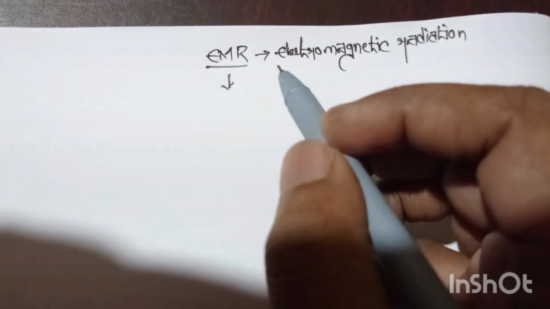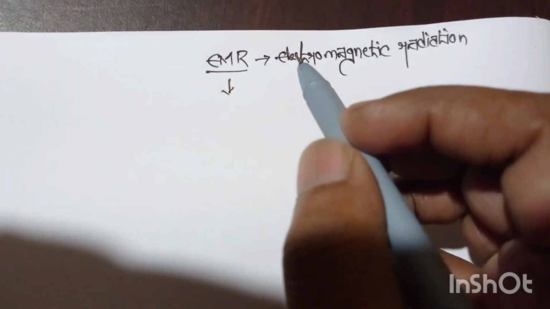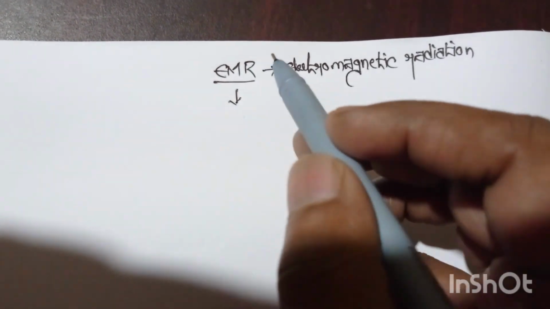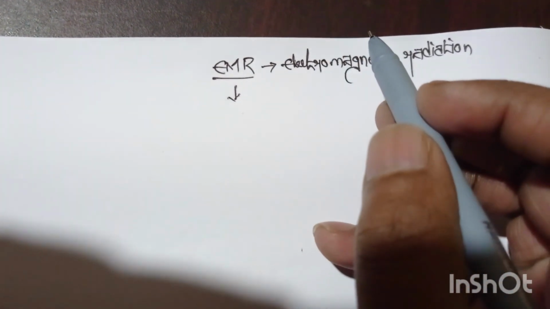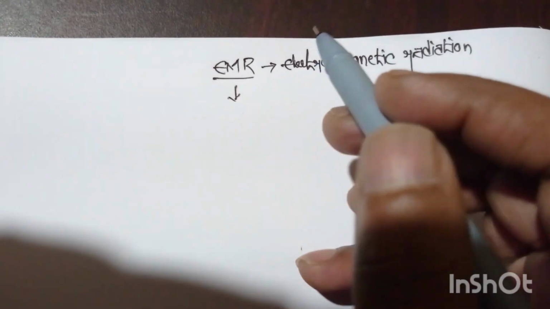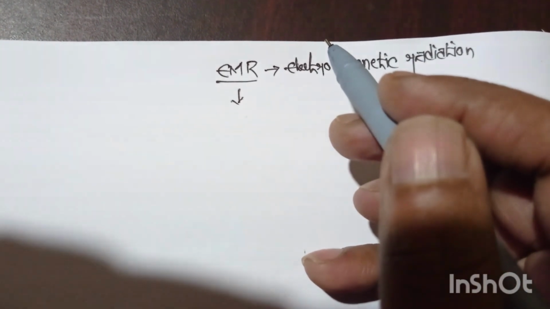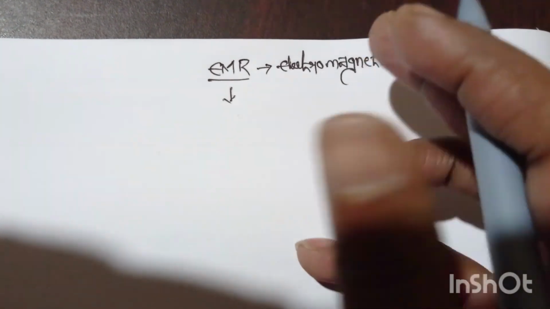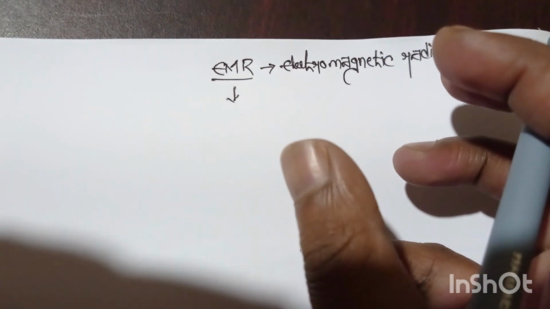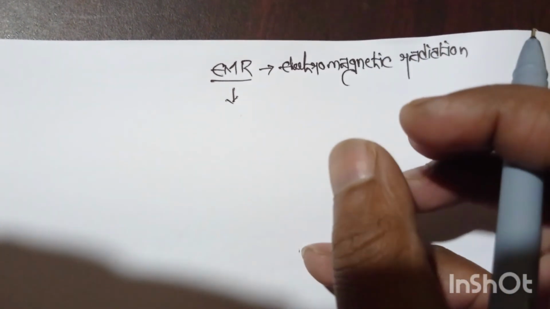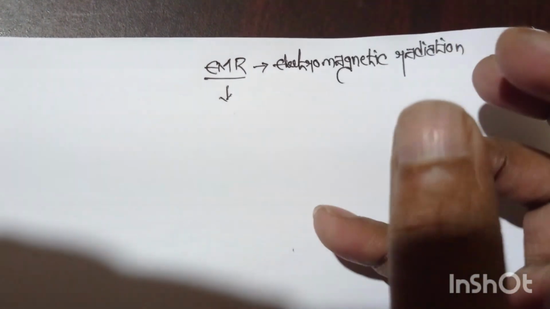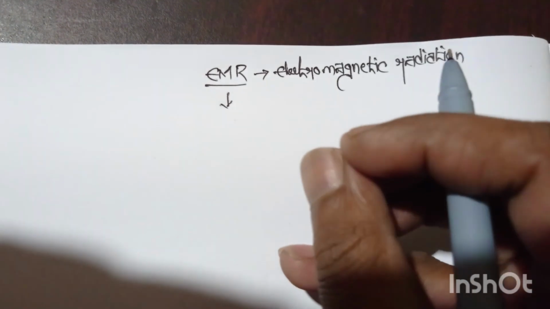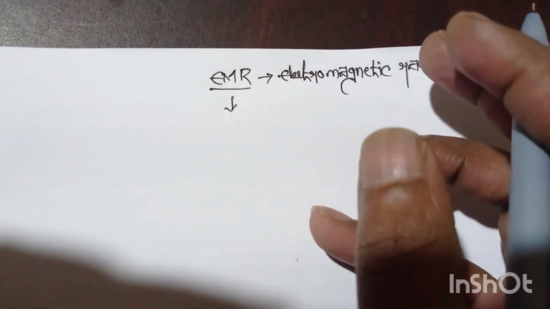Hi viewers, today our topic is electromagnetic radiation. So what is meant by electromagnetic radiation? Electromagnetic radiation is a type of radiation consisting of a combination of waves. Each and every wave has a specific function, with a specific wavelength and a specific energy.